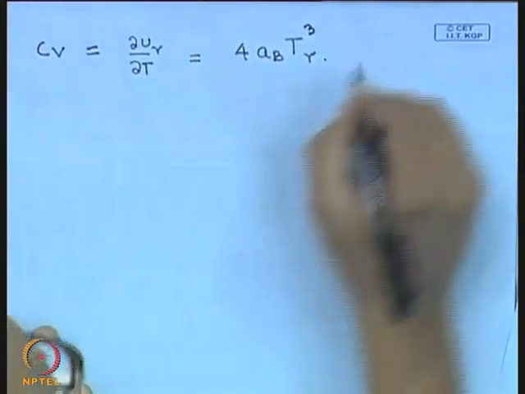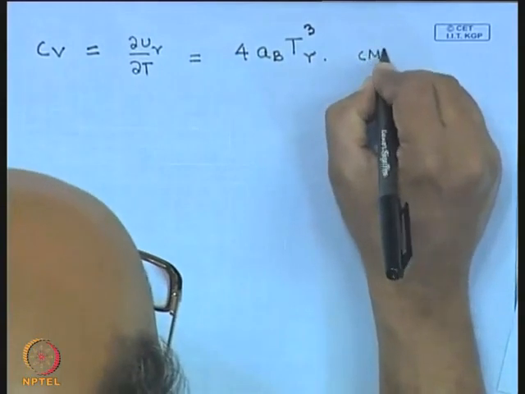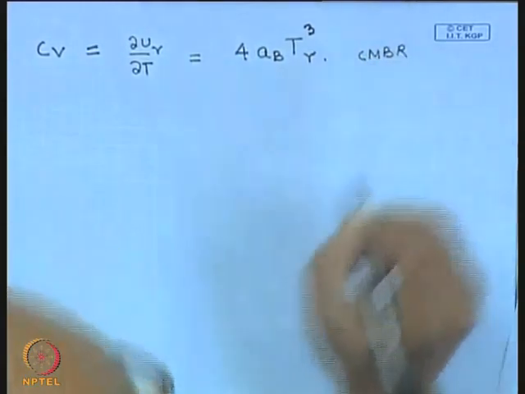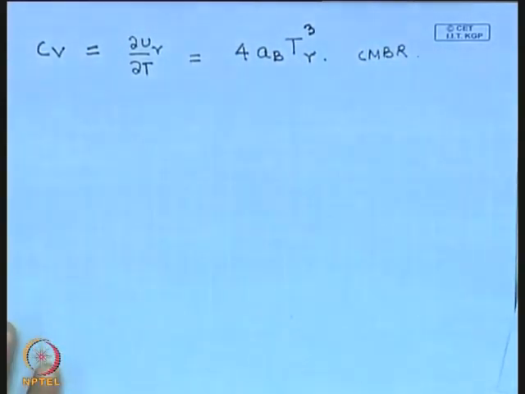The heat capacity, this is for CMBR. Let us now look at the heat capacity of the matter. So, let us assume that the universe is made up of hydrogen, a simple assumption.